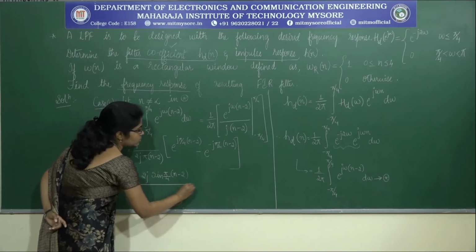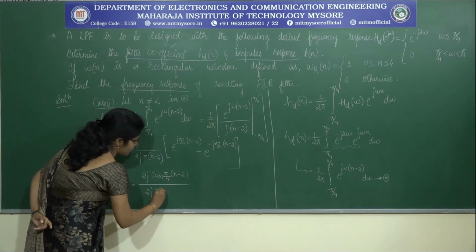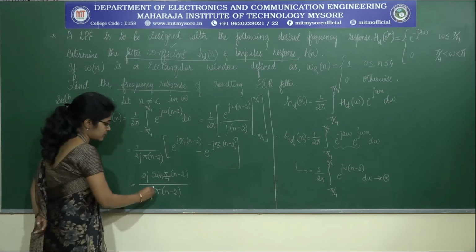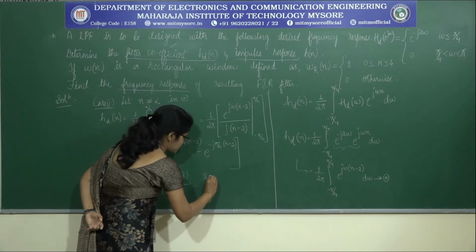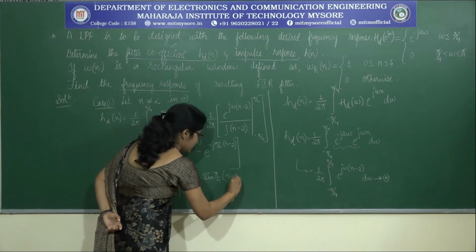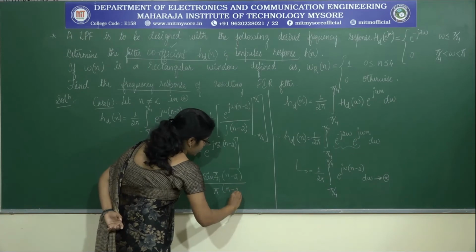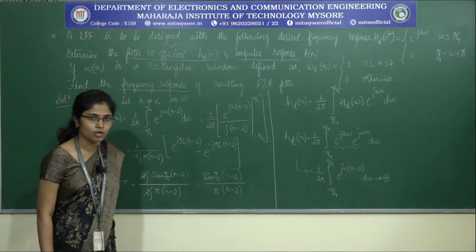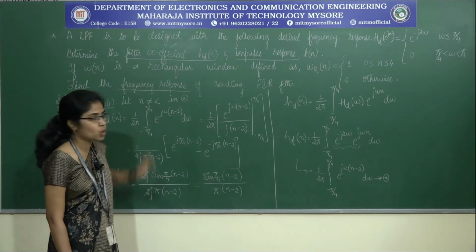So, the whole is divided by 2j pi (n minus 2). Clear? Now I can cancel 2j and 2j. What is left is sine of pi by 4 (n minus 2), whole divided by pi into (n minus 2). This is the expression of hd of n when the value of n is not equal to alpha, that is when it is not equal to 2.